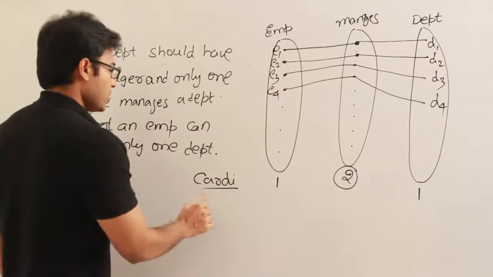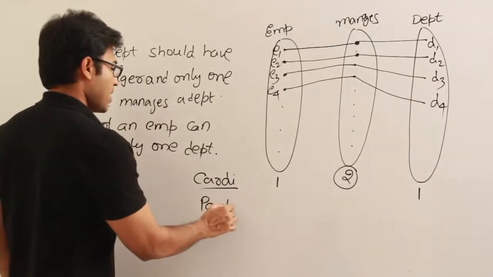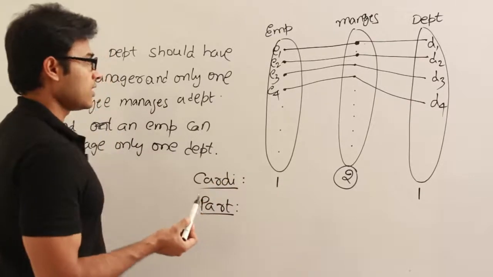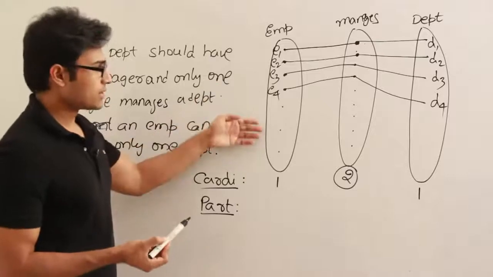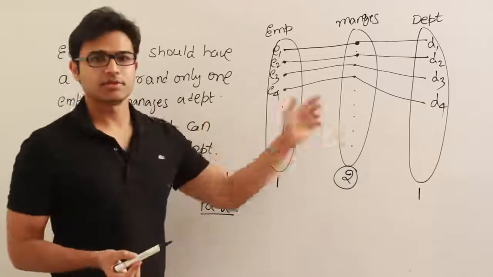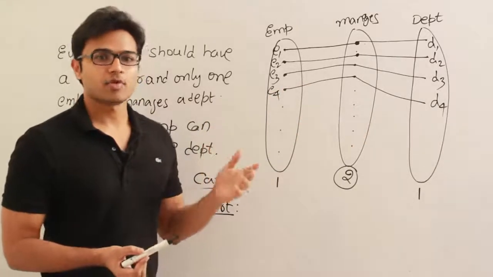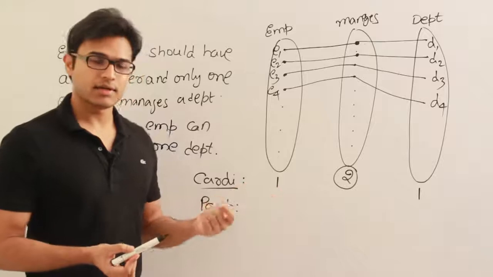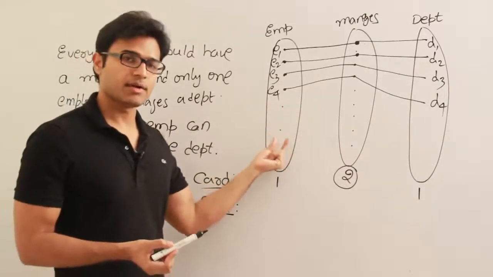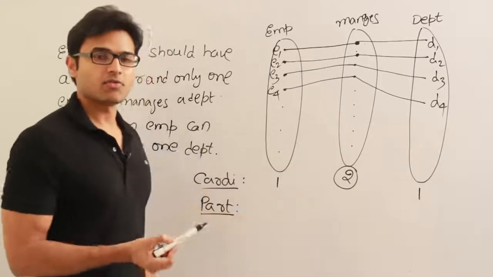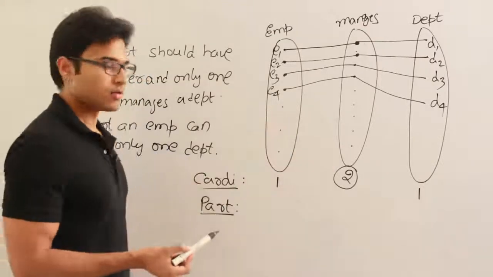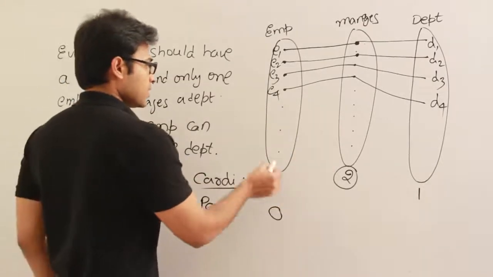Fine. And what about the participation or existence? Participation or existence is the minimum number of relationships any entity can participate in. There is no hard and fast rule that every employee has to manage a department. There can be employees who are not managers. In that case, there will be some entities who will never participate in any relationship. Therefore, what is the minimum number of relationships an employee entity can participate in? 0. So the minimum number of relationships an entity can participate in is 0.